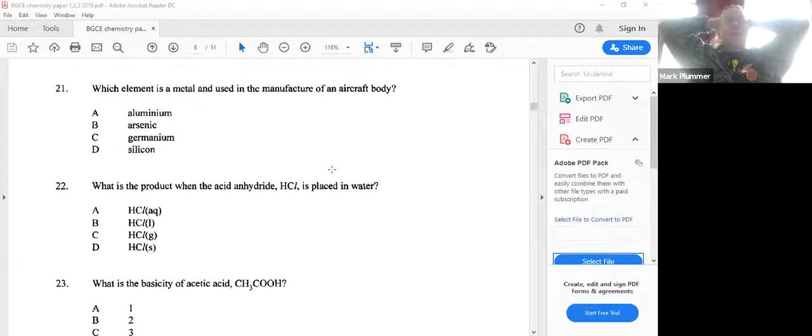Okay, number 22. What is the product when the acid anhydride hydrogen chloride is dissolved in water? It's aqueous solution, hydrochloric acid. So the answer is A. 22 is A.